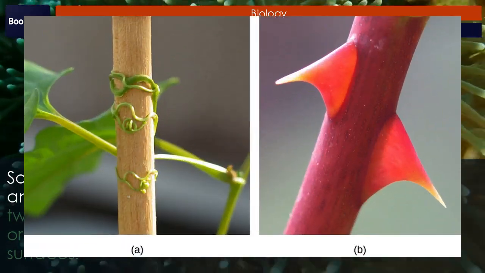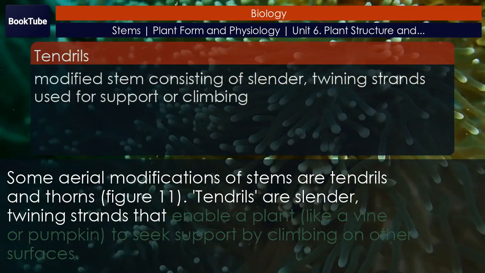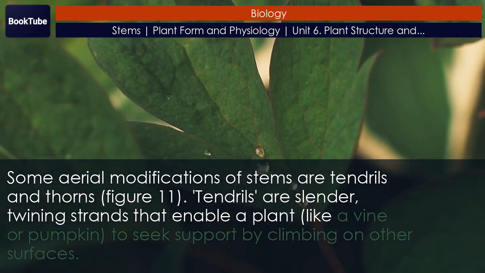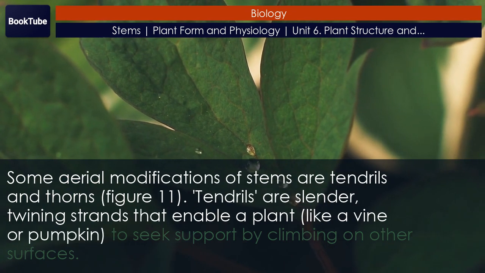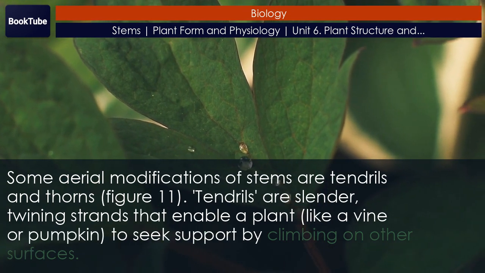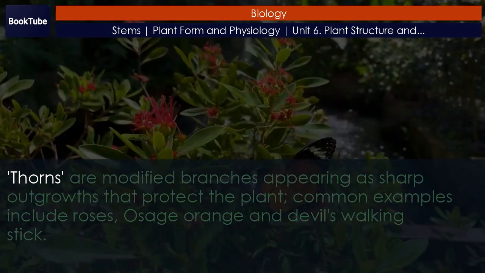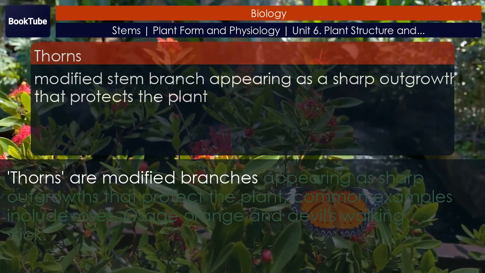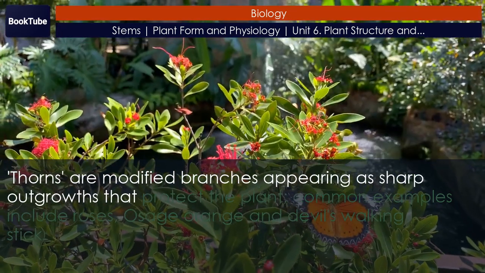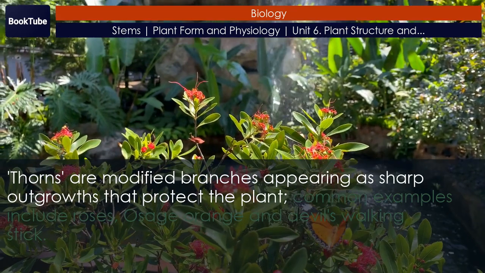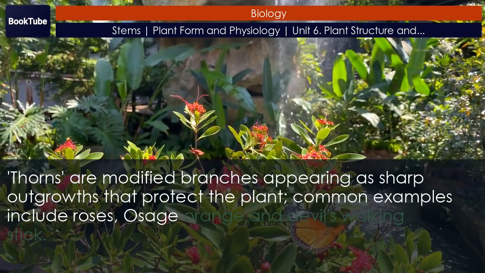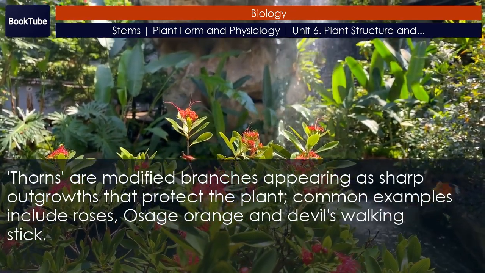Figure 11. Tendrils are slender, twining strands that enable a plant, like a vine or pumpkin, to seek support by climbing on other surfaces. Thorns are modified branches appearing as sharp outgrowths that protect the plant. Common examples include roses, Osage orange and devil's walking stick.